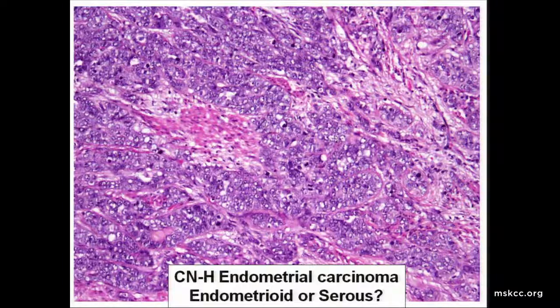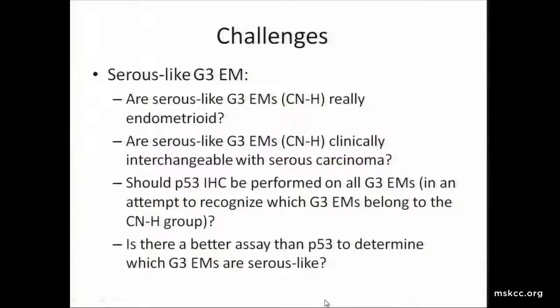I give you this tumor, a tumor that has solid architecture, which I think by most pathologists would be categorized as grade 3 endometrioid carcinoma because of its architecture, but it has a really high nuclear grade, really high mitotic index, which leaves open the theoretical possibility that this is really a serous carcinoma that happens to have a solid growth pattern. These are the challenges when we look in detail at the CN high group.